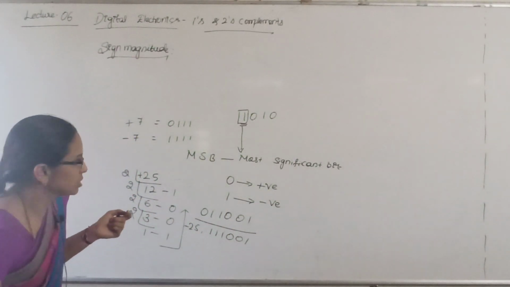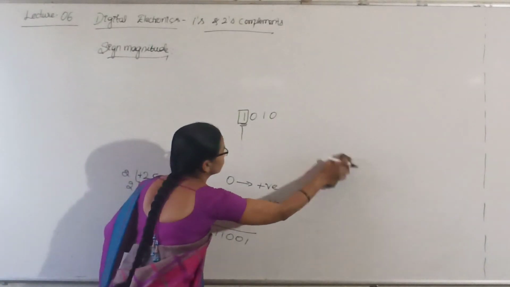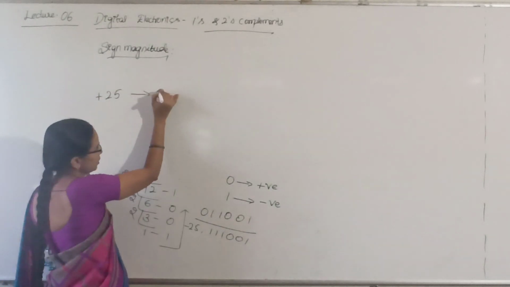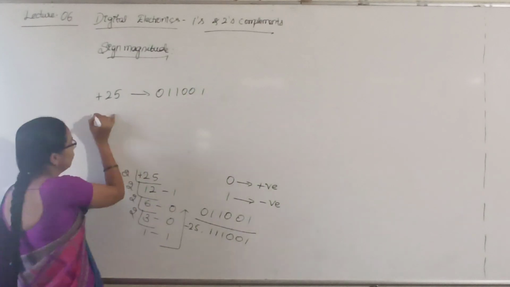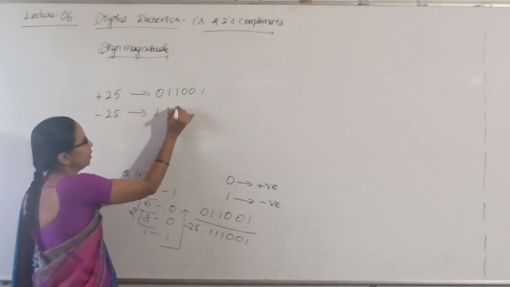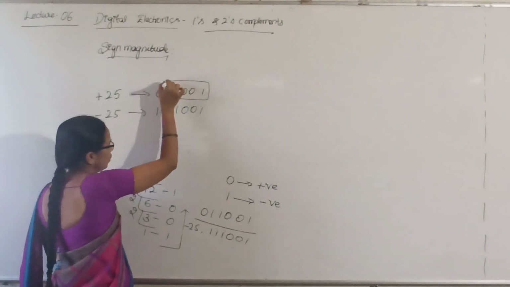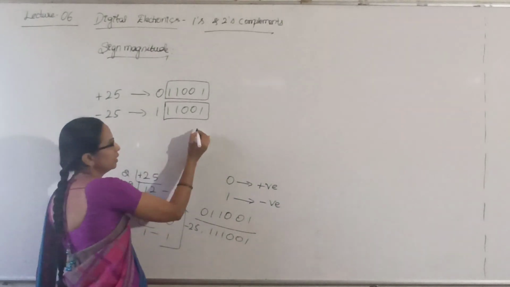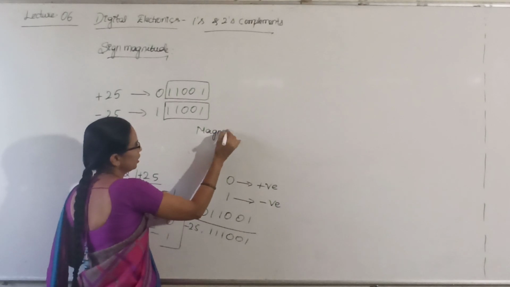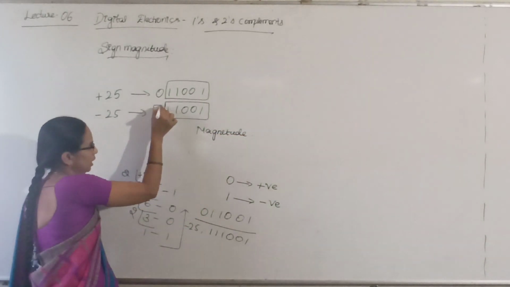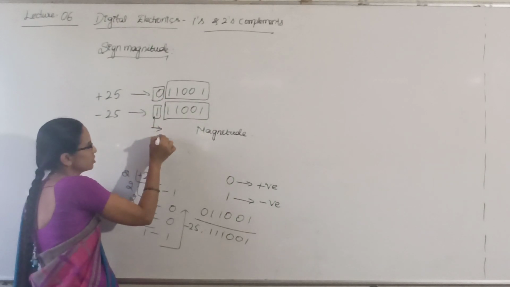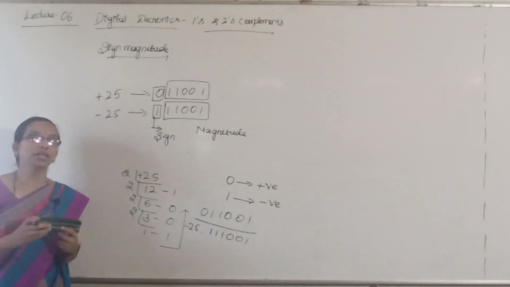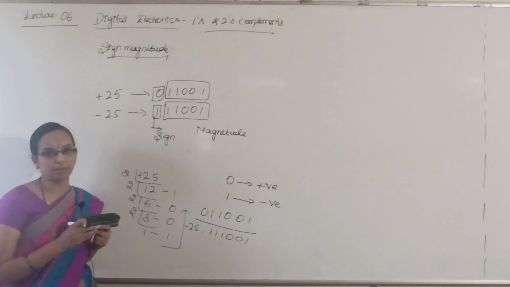How will I represent plus 25 and minus 25? If it is plus 25, it is represented as 0, 1, 1, 0, 0, 1. Minus 25 is represented as 1, 1, 1, 0, 0, 1. Where these 5 bits are used to represent the magnitude of the number, whereas the MSB is used to represent the sign of the number. So this is called sign magnitude notation of a binary number.